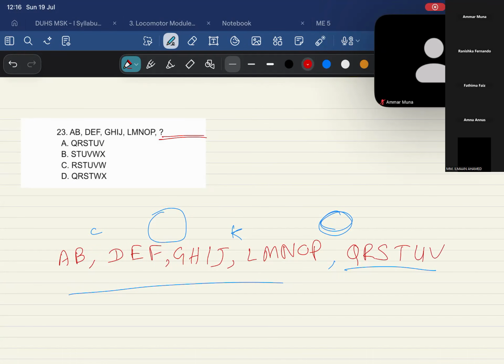Another important thing in this pattern is, we have 2 letters here, 3 here, 4 here, 5 here. So that means there should be 6 here, right? According to this pattern as well. So according to that, this would be the answer, Q, R, S, T, U, V. Let's check if we have that answer given. Yeah, we do. That would be answer number A. So I hope that's clear as well. Move on to our next question.